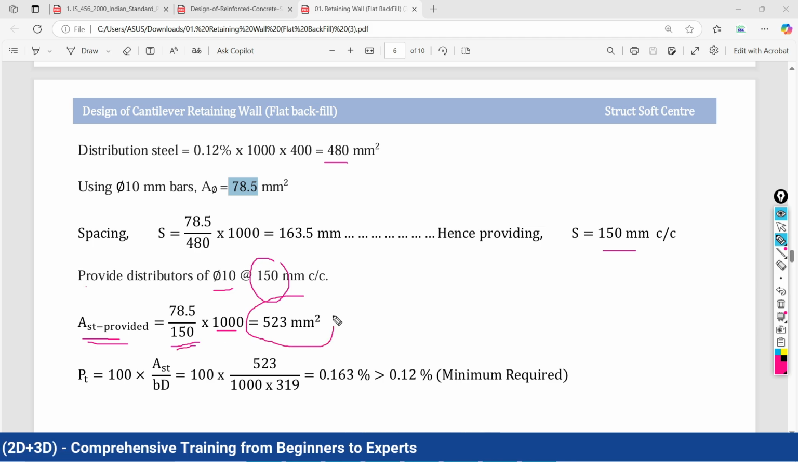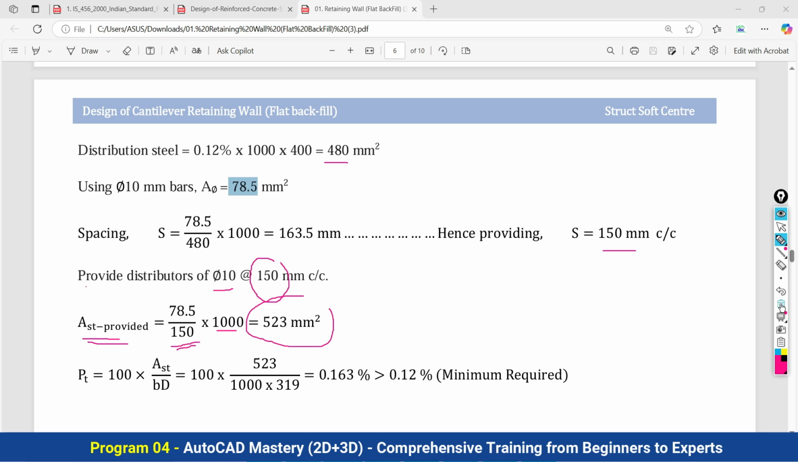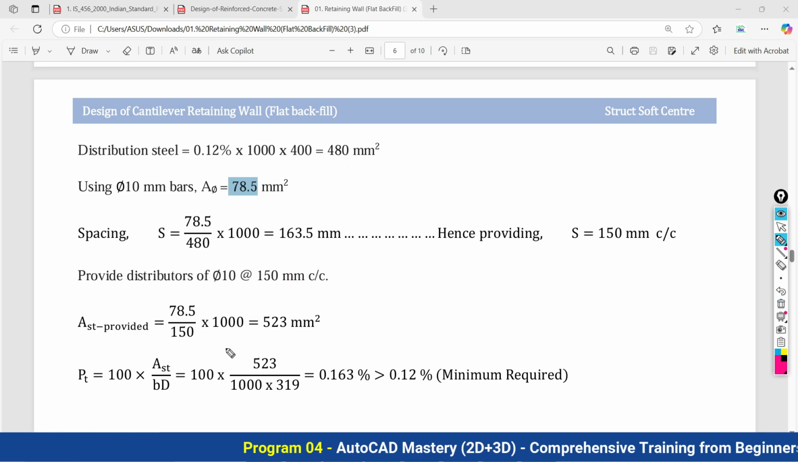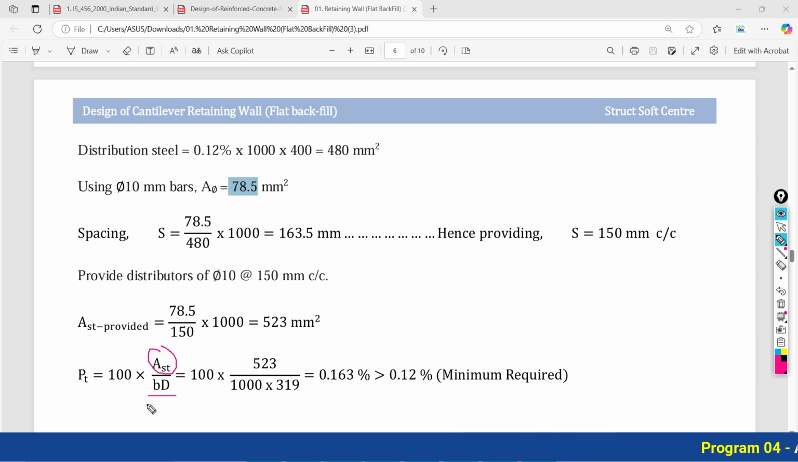So 523 mm square area of the reinforcement we have provided. Now I want to calculate it in percentage. So percentage will be what? Total area finally provided divided by sectional size.